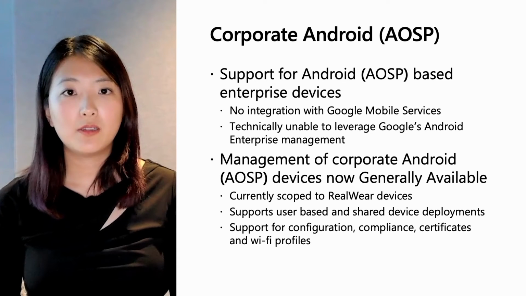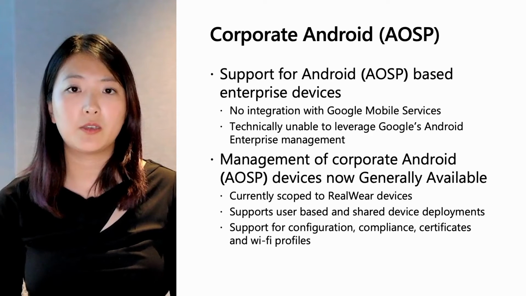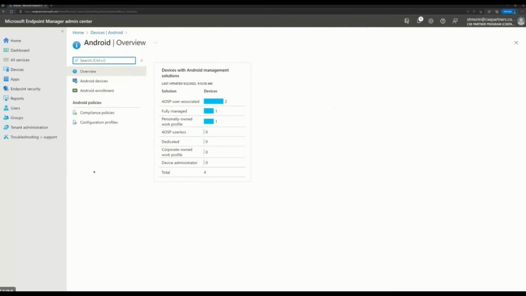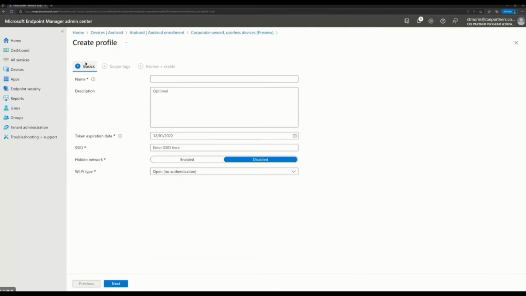Let's go back to the console and take a look at how Alpine Ski House uses Intune to manage their RealWear HMT-1 head-mounted devices. Stacy is going to set up an enrollment for userless AOSP devices. During the enrollment, these devices are going to use the Alpine guest Wi-Fi access point with a pre-shared key.